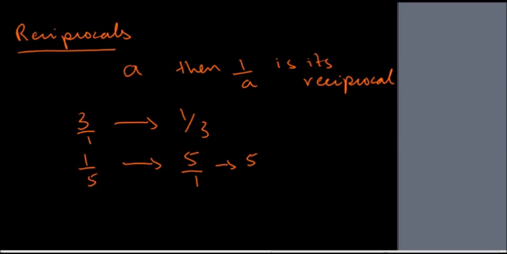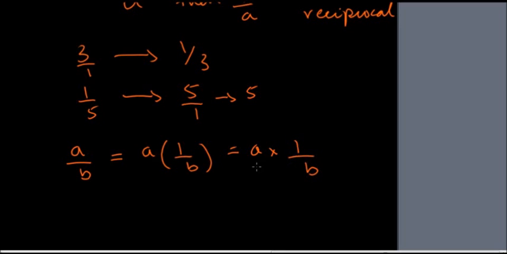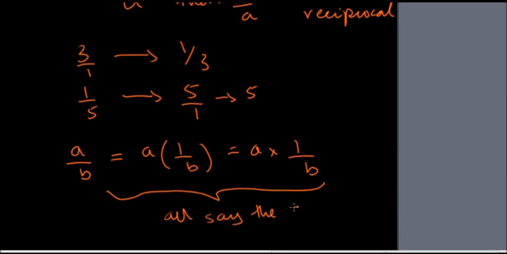Another property that would be good to know is, if you have a fraction like a over b, I can write it as a times 1 over b. Or I can also write it like a times 1 over b like this. All are equivalent statements. All say the same thing.